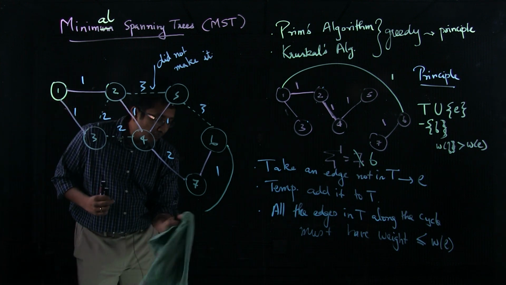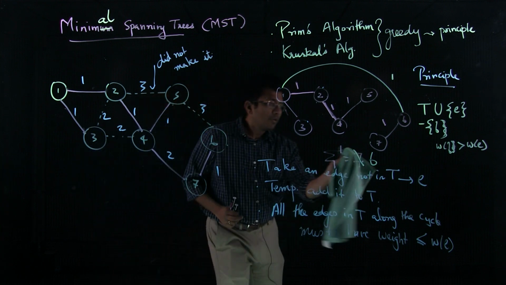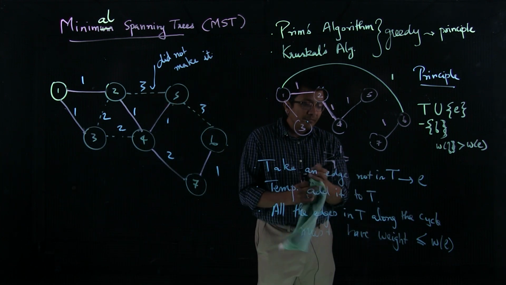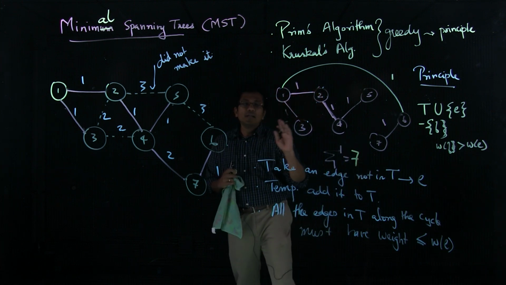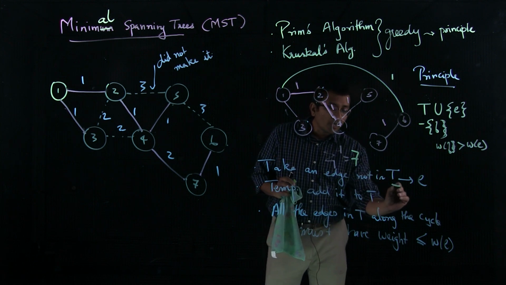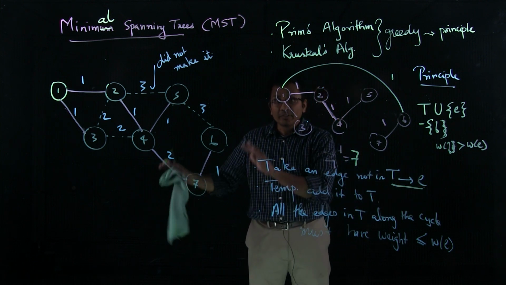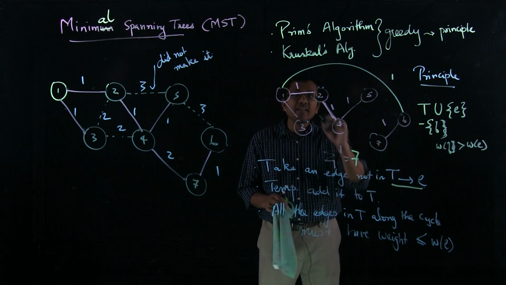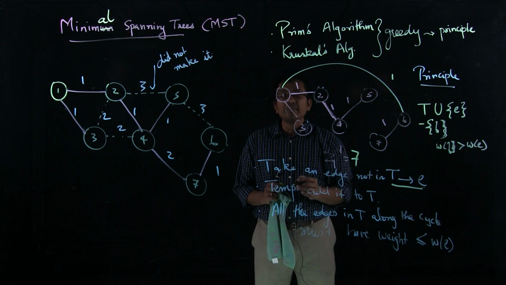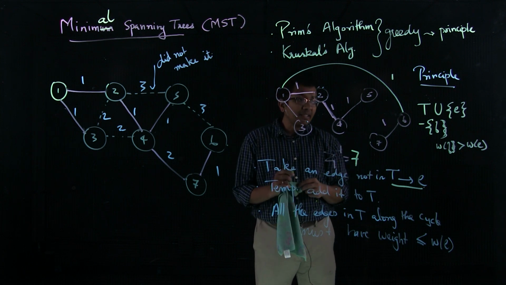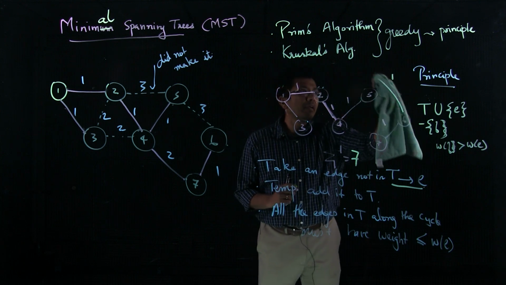And what is this all-important principle? This all-important principle is the following. If you take any edge E that's outside, so I'm fixing the example back. If you take any edge E that's not in the spanning tree, take an edge E not in the spanning tree but in the original graph. In the original graph but not in the spanning tree, temporarily add this edge to the tree, okay? If you temporarily add this edge to the tree, so this edge is no longer there, okay? So I took it away.